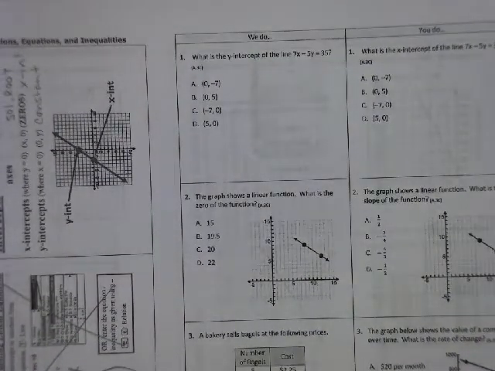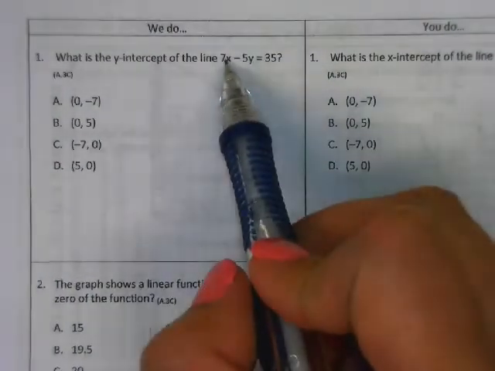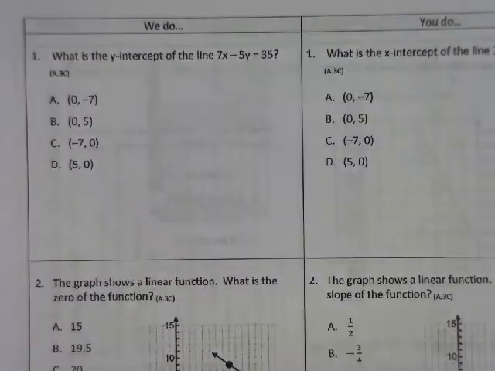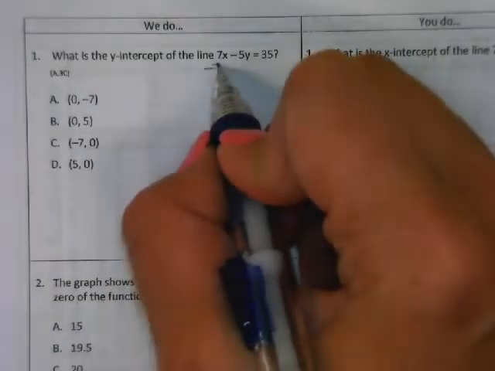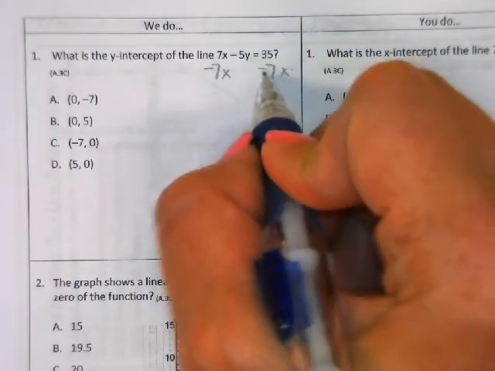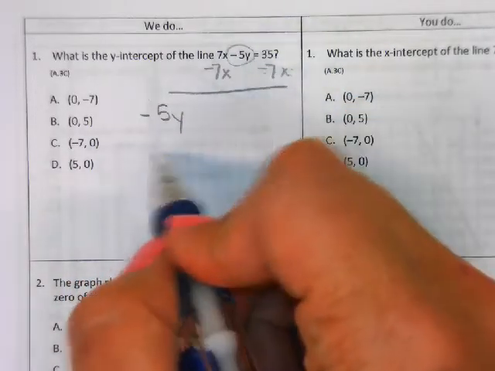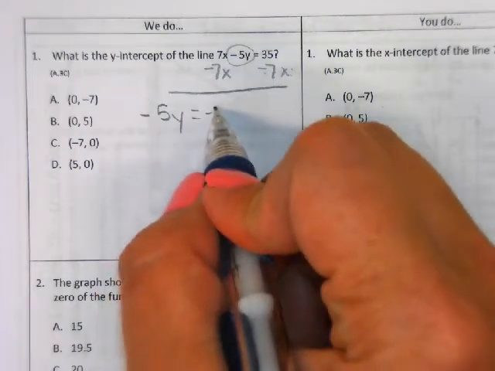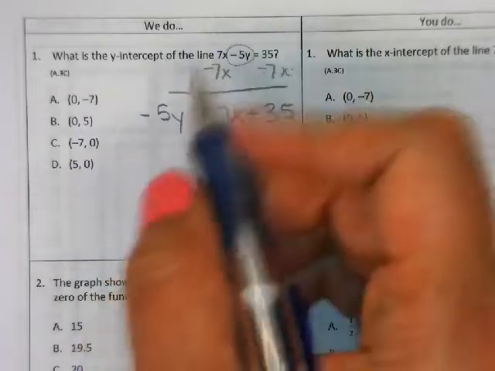So let's do a little review. Look at the we do's here, and then I'll give you some time on the you do. What is the y-intercept of this line? Okay, what's your strategy? Because this is not y equals. What is your strategy going to be here? We talked about converting yesterday. Minus the 7x. Can I put a 7x with a 35? No, but when you rewrite this, make sure you bring that negative down. And then what are we going to do? Because y is still not by itself. Divide by what? No.